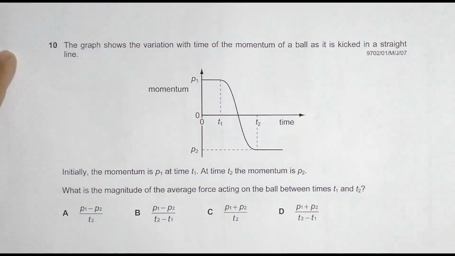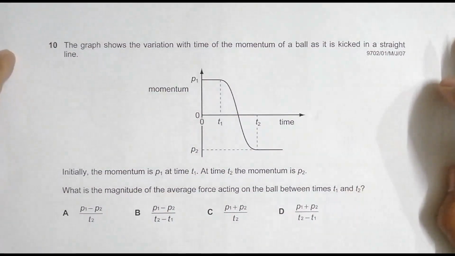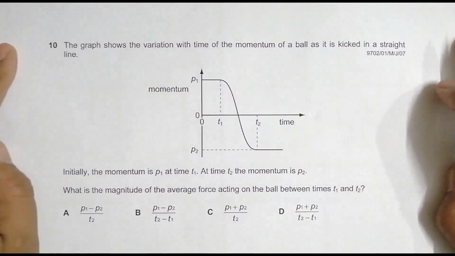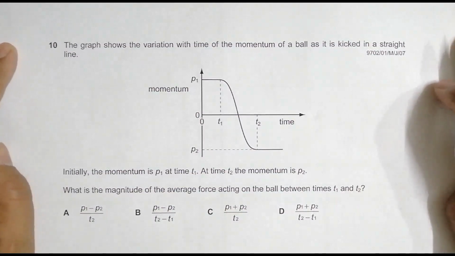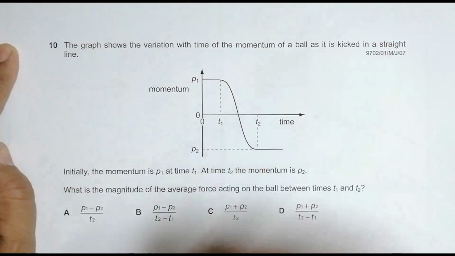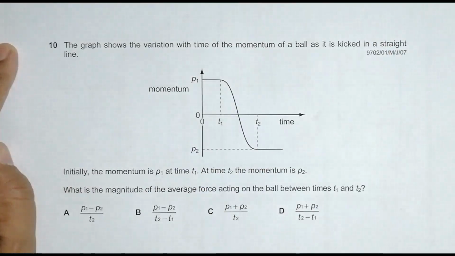Hello folks, this is again 2007 May June paper 1 and the question number is 10 this time. Actually I didn't plan to do this question, but I frequently receive inquiries about this. They were especially confused about the sign of this P2.